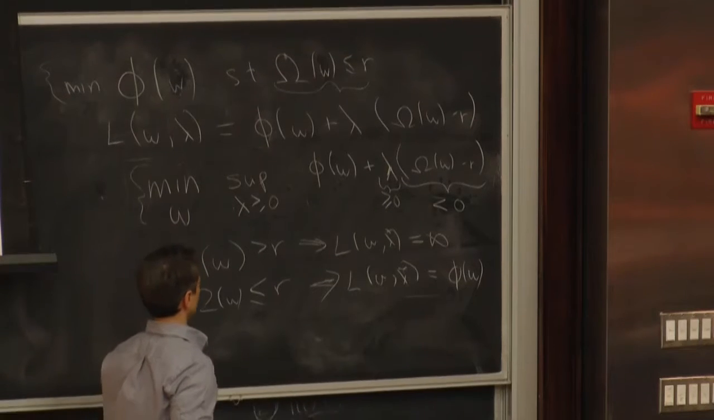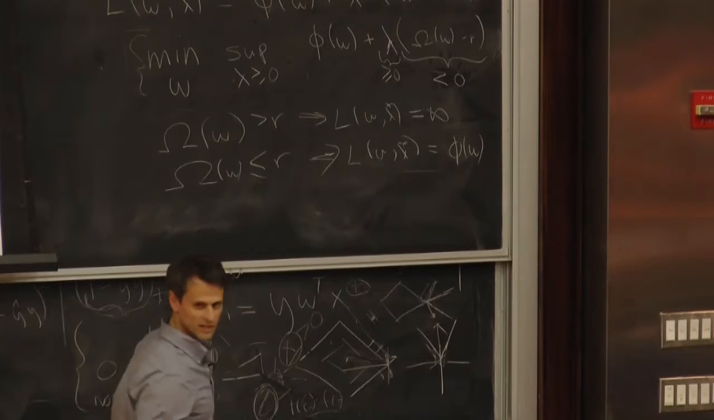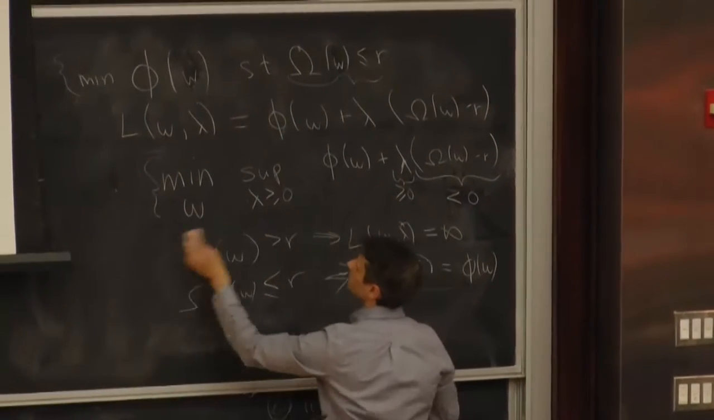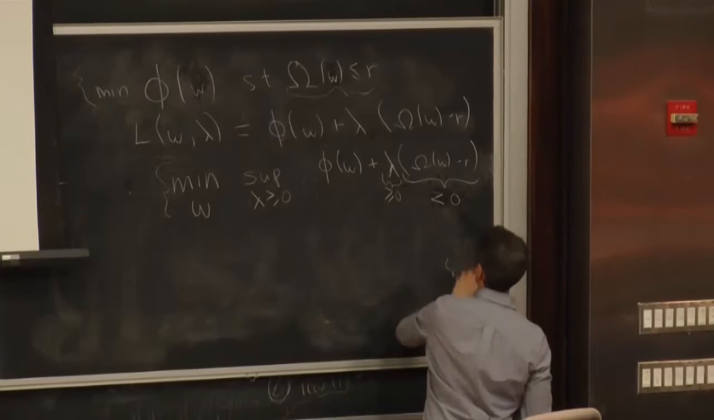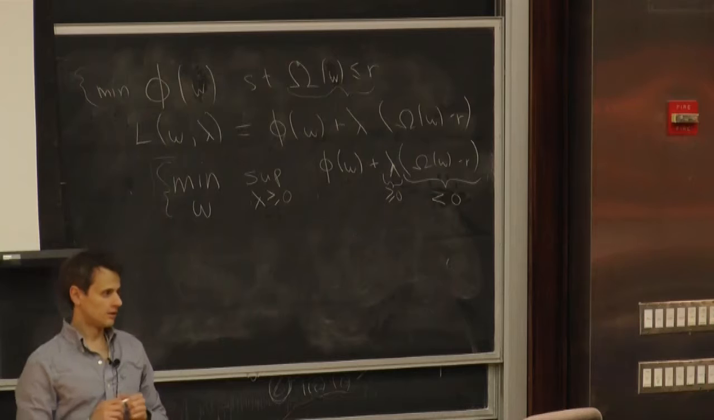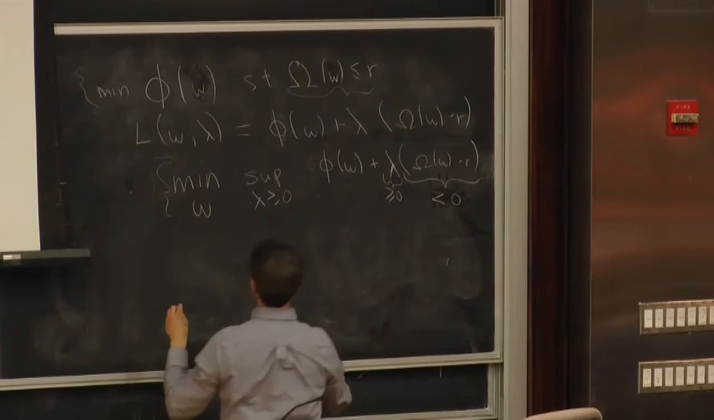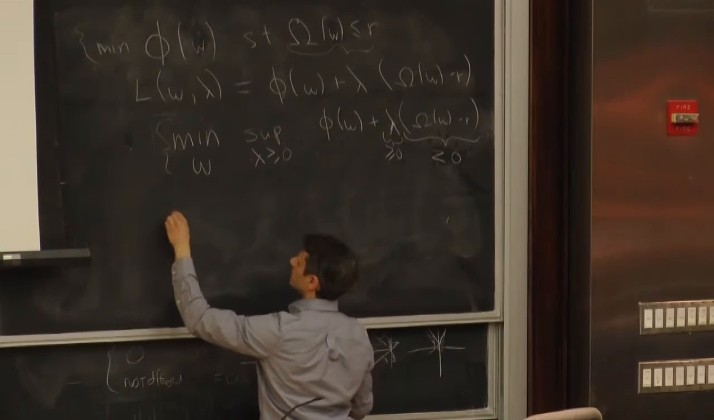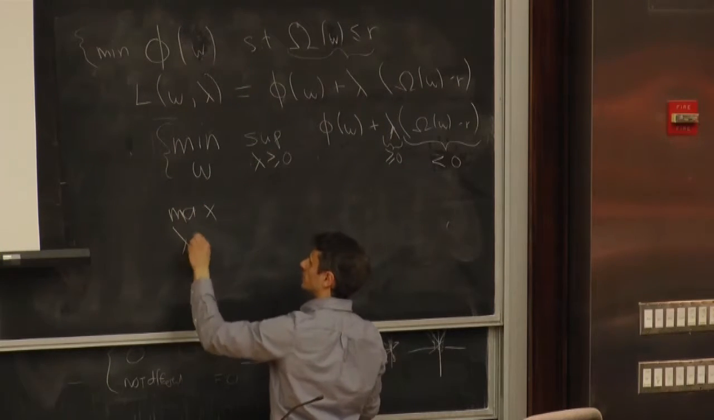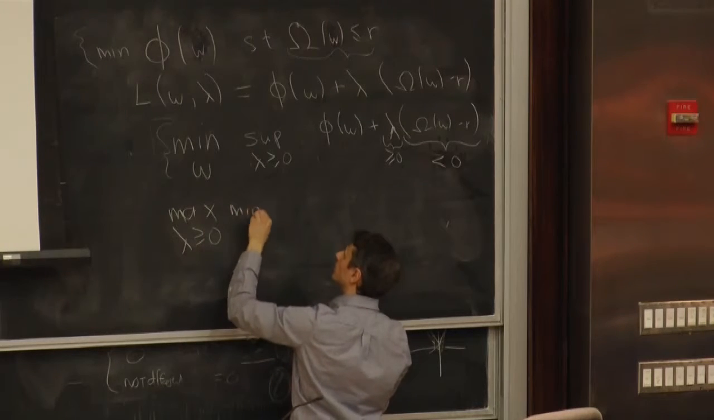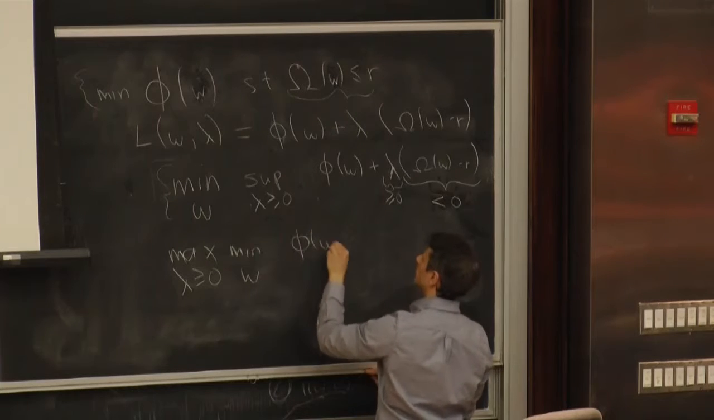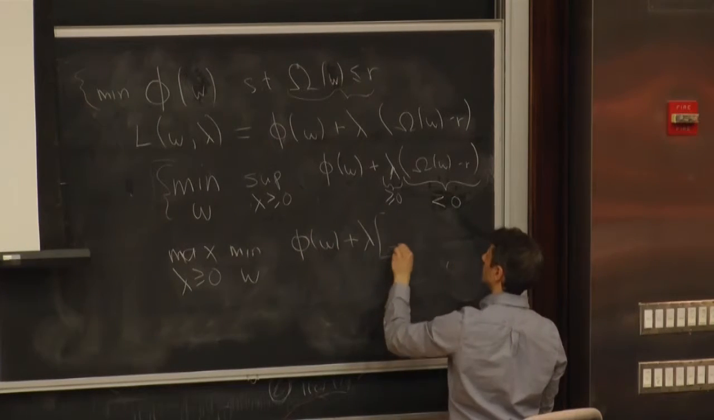All right. You guys got this now? If you want it, I mean, it's in the notes, of course. All right, so what's the dual problem, the dual optimization problem? Switch the min and the max, that's right. It's that easy. So I'm going to write max instead of sup. Max over lambda greater than or equal to zero, min over W of, same thing, phi of W plus lambda.